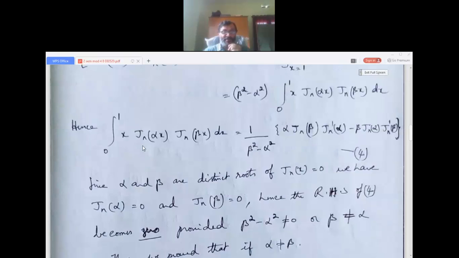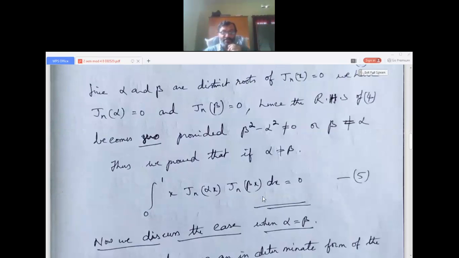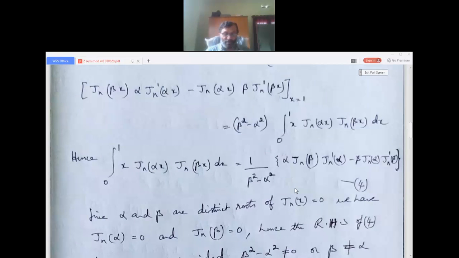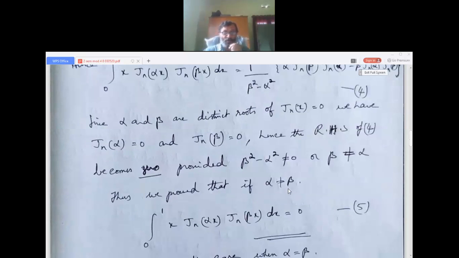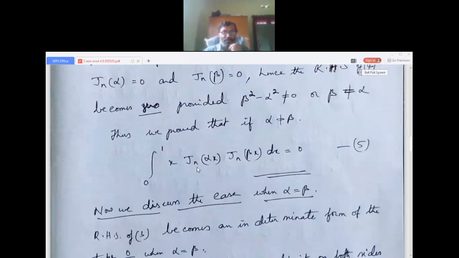Thus we have proved that if alpha not equal to beta, integral 0 to 1 of x Jn alpha x into Jn beta x dx is equal to 0. It is only possible if alpha is not equal to beta. If alpha equals beta, what happens? The denominator also will be 0 and it will be a 0 by 0 form.